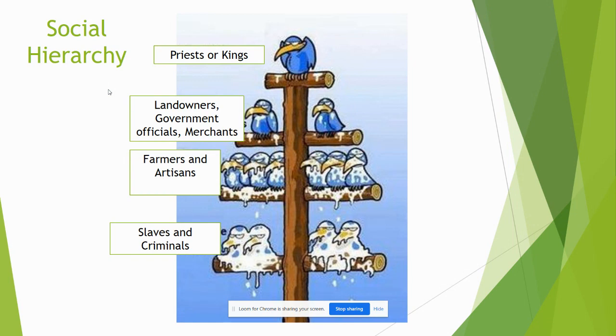Then finally at the bottom you have slaves and criminals. Slaves were often people captured in wartime, or we'll see in Mesopotamia many of these people were people that owed debt or owed money, and so they could be sold into slavery to work off their debt. They could also sell their children or their family members to pay off their debt.